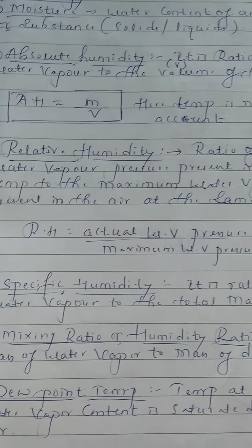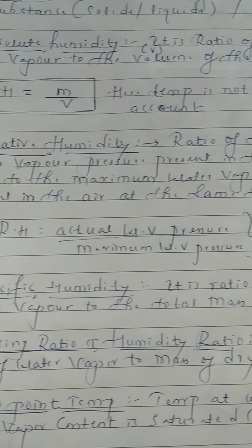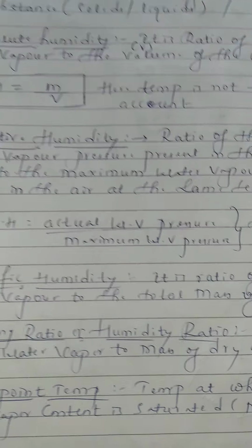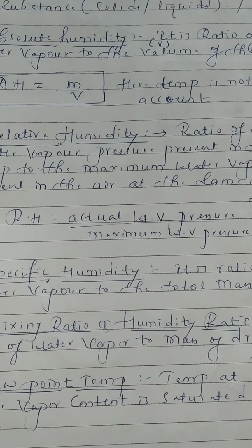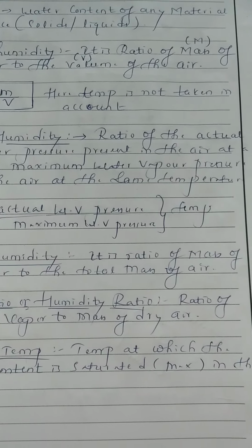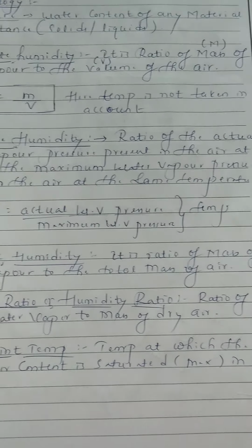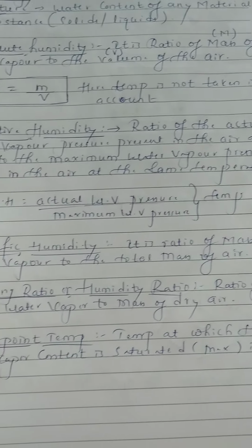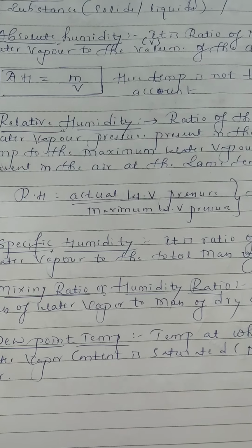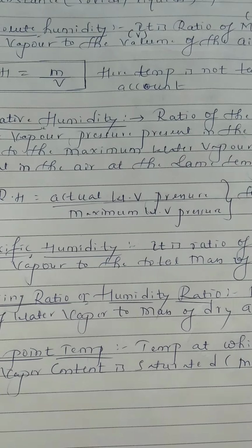Third one, relative humidity. It is the ratio of actual water vapor pressure present in the air at a temperature to the maximum water vapor pressure present in the air at the same temperature. That is one ratio, actual water vapor pressure to the maximum water vapor pressure in terms of temperature. Fourth one is the specific humidity. It is the ratio of mass of water vapor to the total mass of air.